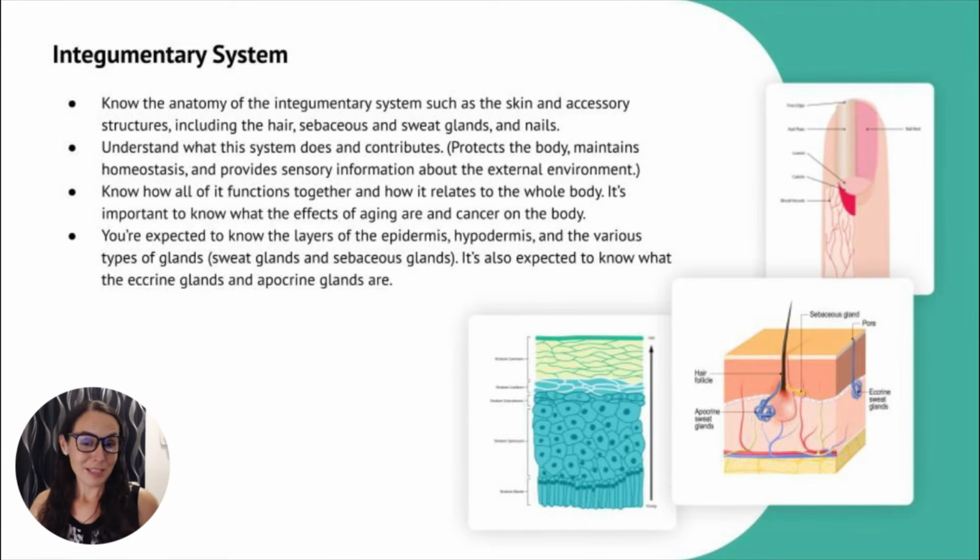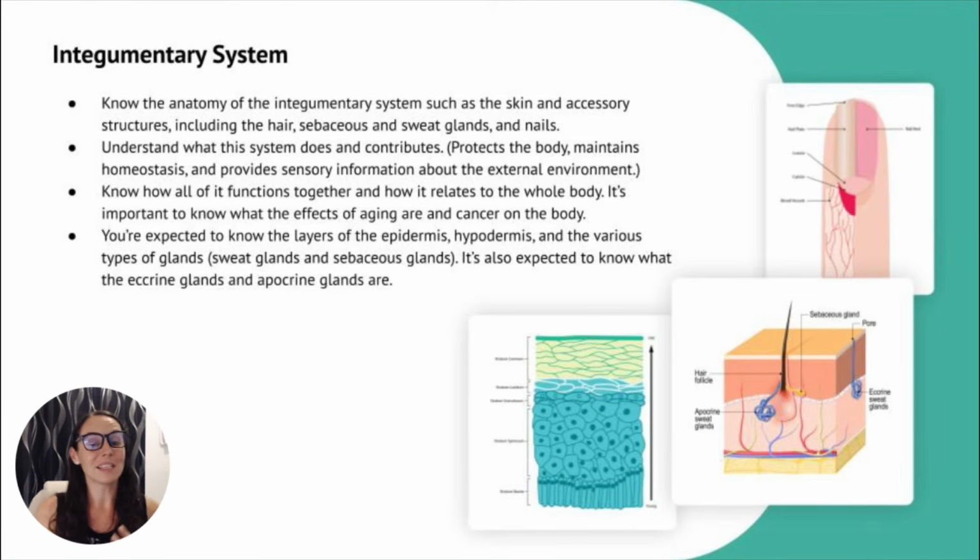Okay, so we made it to the integumentary system. This is the last subject within the support and movement topic, so hang in there. We only have a few more to go, okay? So in addition to knowing the anatomy of the system, like everything else, it's important to know how all of it functions together and how it relates to the body as a whole. So understanding the skin, hair, and nails is a crucial part as they play a vital role in protecting the body and maintaining homeostasis. So we're going to explore these key points together right now.